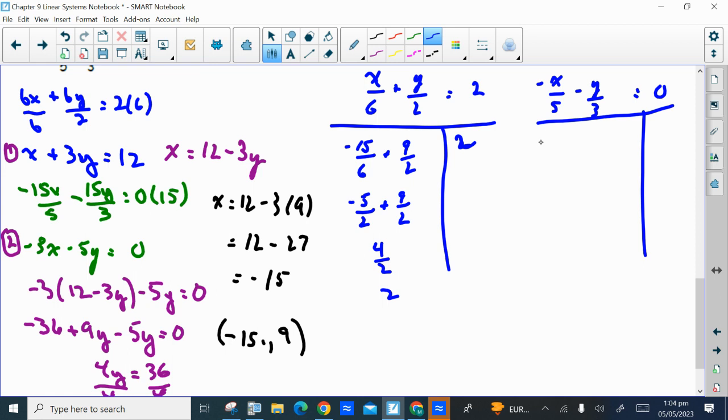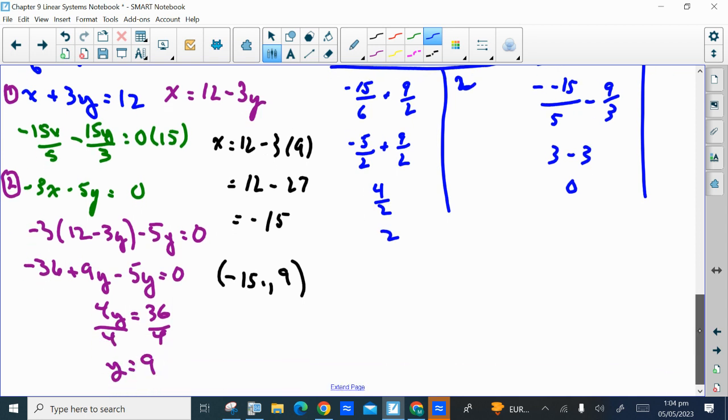Now for the second equation, you already have one negative sign there. X is also negative. So negative negatives become a positive. It'll be positive 15 divided by 5, which is positive 3, minus 9 divided by 3 is also positive 3. 3 minus 3 equals 0. Okay, so it checks.